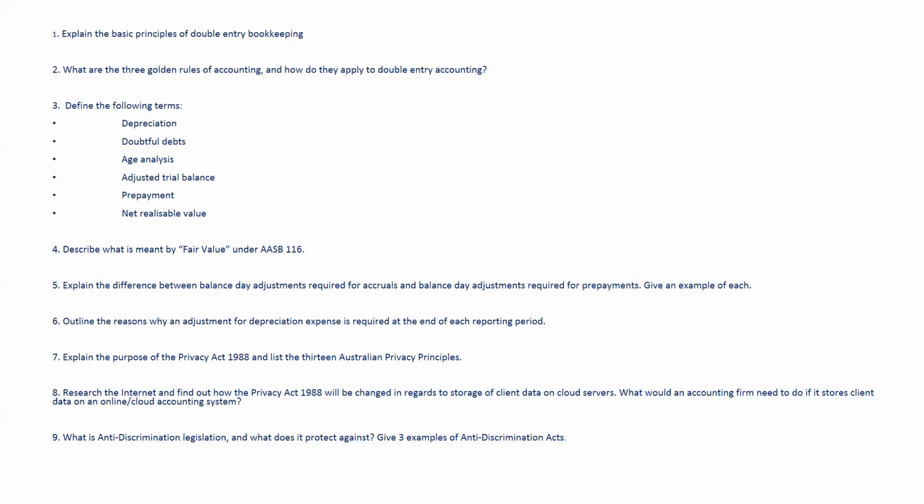So, describe what is meant by fair value under AASB 116. AASB 116 is basically an accounting standard; they have, just to explain, an organization, a government organization, that checks whether the accounting is correct or not. From their website, you can even find out what fair value is. Fair value means the current market price.